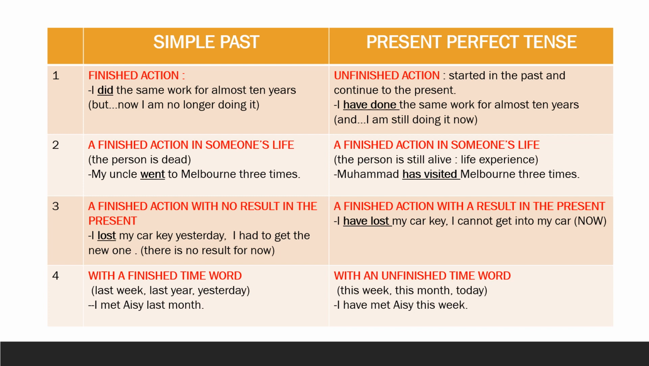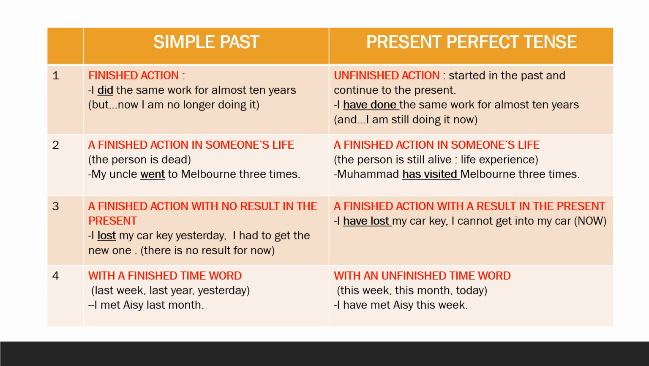Now let us take a look at the rules that we need to follow when we want to use simple past and also present perfect tense. The first rule is that simple past will be used with a finished action. Action atau satu kejadian, satu perbuatan yang telah habis. Finished. For example, I did the same work for almost 10 years. But now, I am no longer doing it. Dia tak buat lagi dah kerja tu. I did it once, but no longer now.